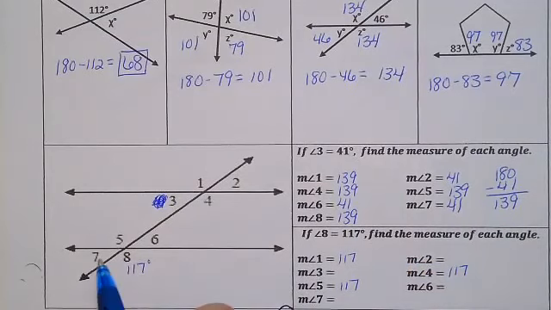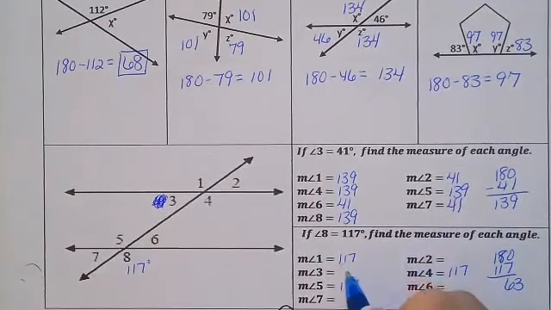Okay, so now we have to figure out the acute. So together, this is 180, subtract 117, and that gives me 63. So all of my acute angles equal 63 degrees.